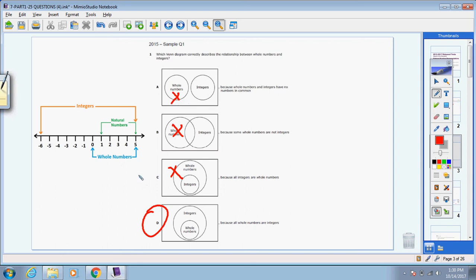I would like to point out one thing over here. 0 is neither a positive nor a negative number. But we could say 0 is an even number.